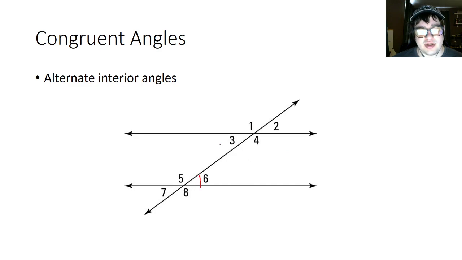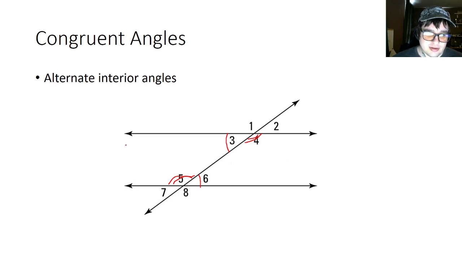So we have 6 and 3. They're alternate. They're interior. These are interior angles, but they're alternate. So it's not 3 and 5 that are congruent. It's 3 and 6. 3 and 5 in this case is actually supplementary. We'll find out a little bit more about that. And we also have the other pair of alternate interior angles, which is 5 and 4.